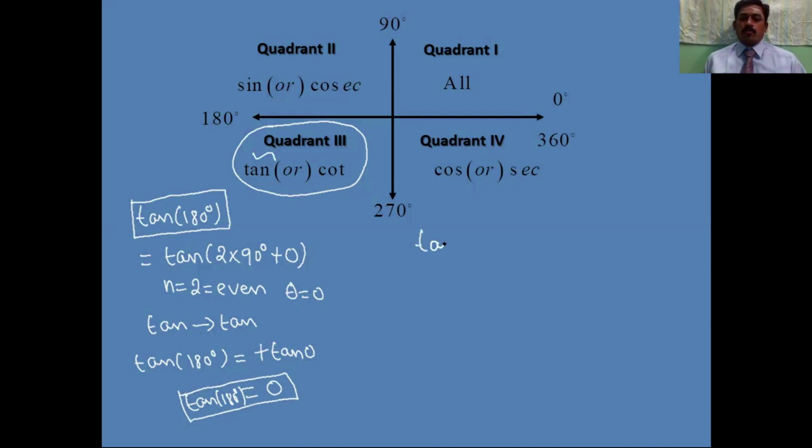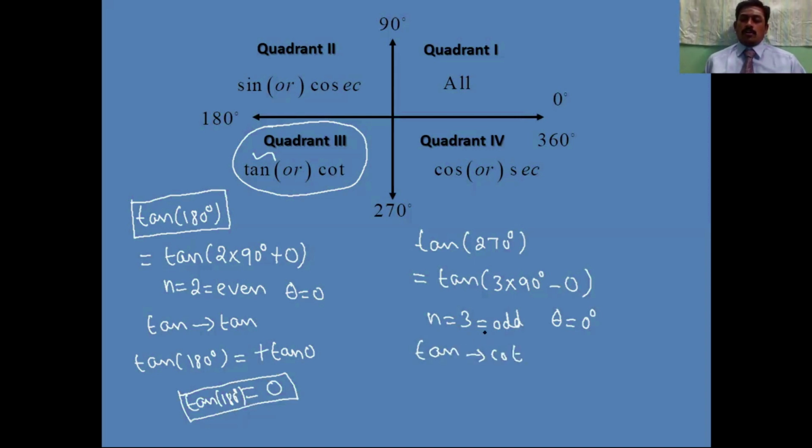is 0. Now I'm going to find tan of 270 degree. So here I can write this as tan of 3 into 90 degree minus 0. Here n value is 3, that is odd, and your theta value is 0. N is odd, so we have to change the trigonometric ratio tan to cot. Therefore your tan 270 degree can be written as cot 0.